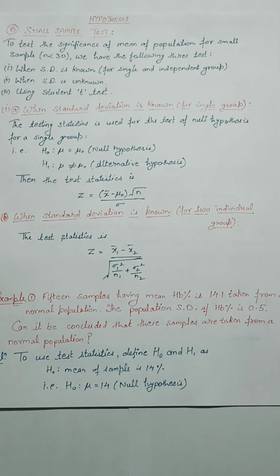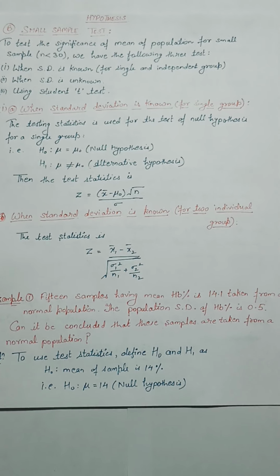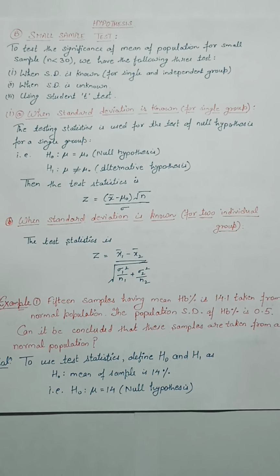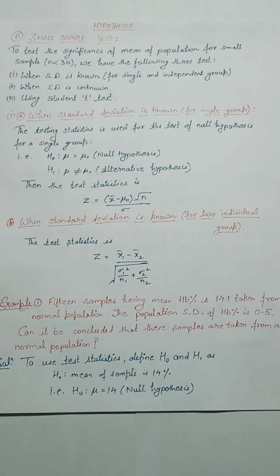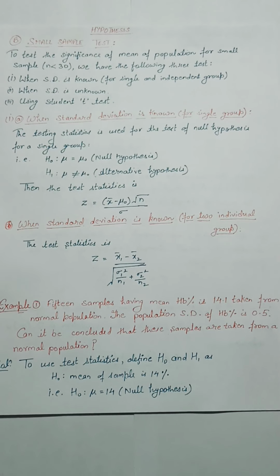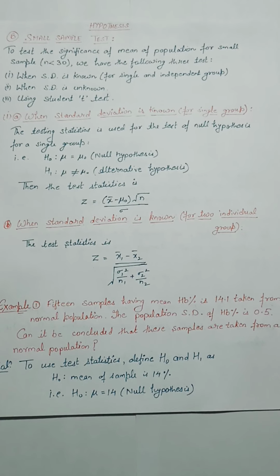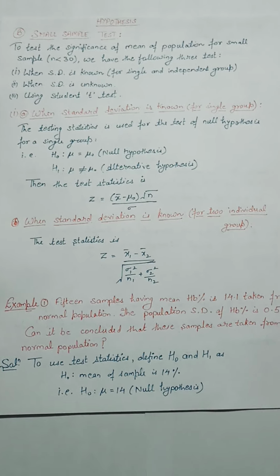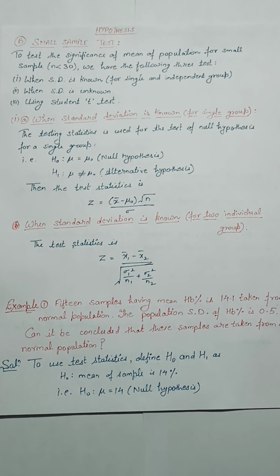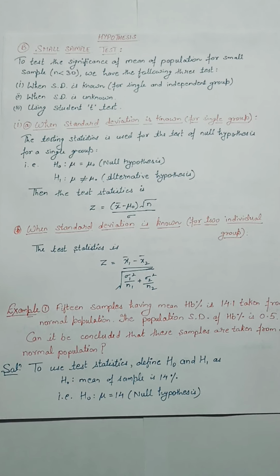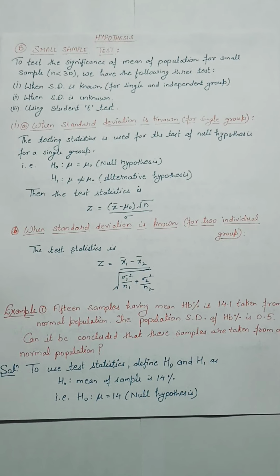As we are continuing our chapter on hypothesis, thus far we have done the testing of hypothesis for the mean of population for large data, and now let's consider the small sample test. To test the significance of mean of population for small sample, and we know what a small sample is, that is when n is less than 30, we have the following three tests.